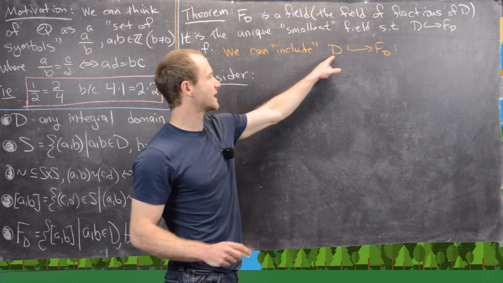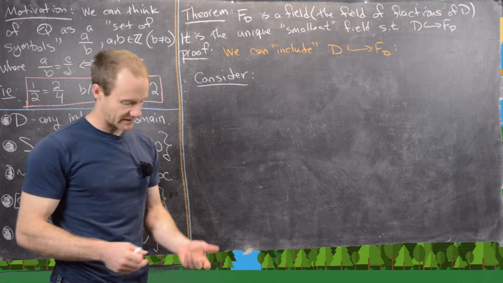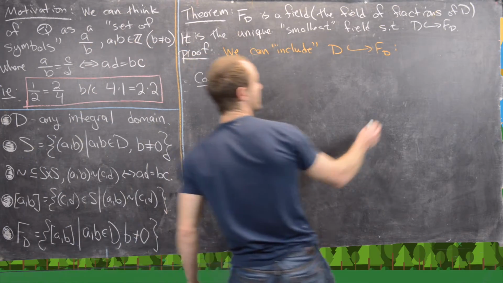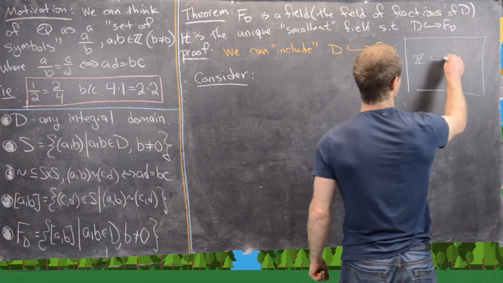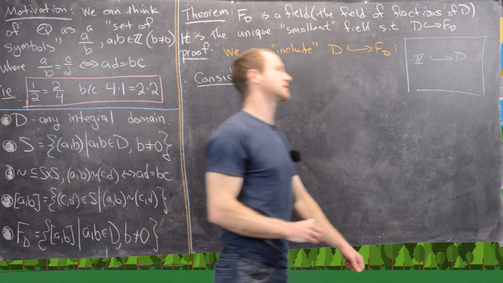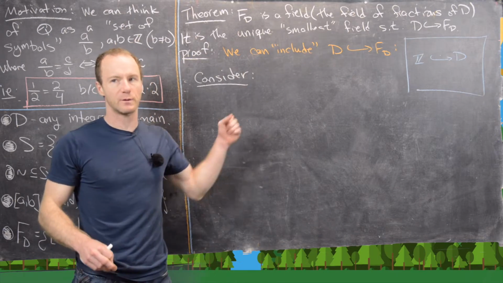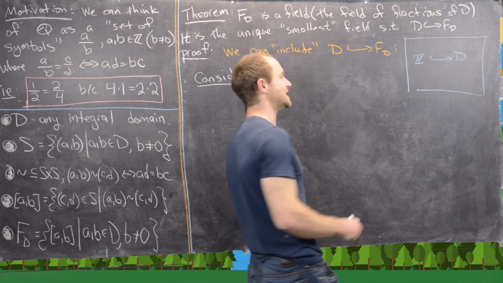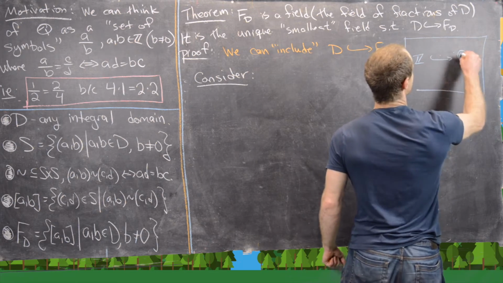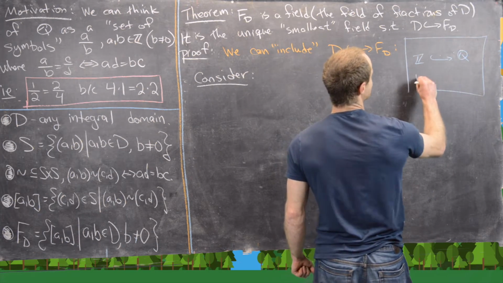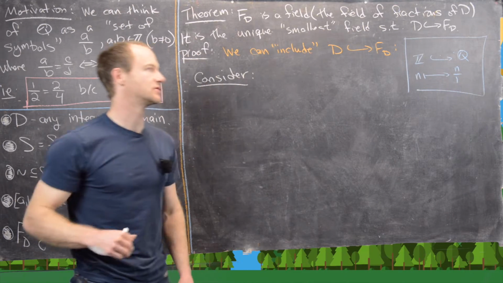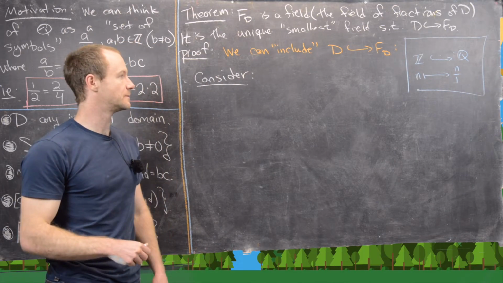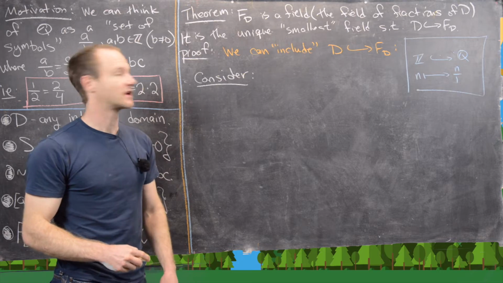So we want to find a ring homomorphism from D to F of D, and we really want to again take inspiration from the rational numbers, thinking that the rational numbers are the field of fractions of the integers. And how would we put Z inside of Q? We would do that by taking n to n over 1. That's an obvious inclusion of Z inside of Q. Okay, and the same thing is going to go here.